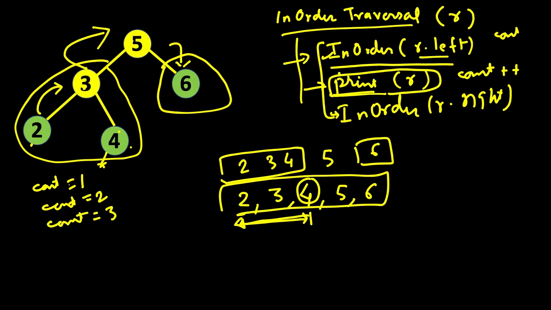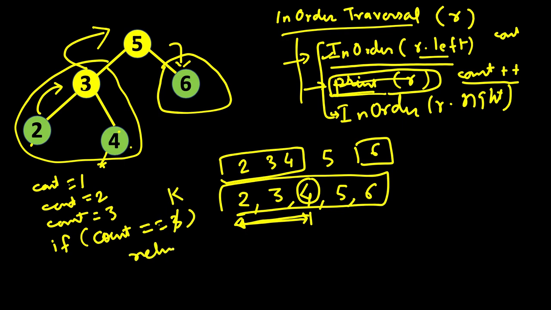So every time we are printing it, instead of printing, just increment the count and add a check that if count equals 3, or in general, in our case, it will be k, then return this value. This will be the result. Result will be this root.value, which we were printing here, and we don't need to proceed further. So this will terminate when the count becomes k.